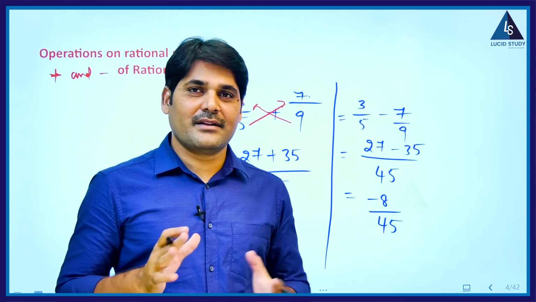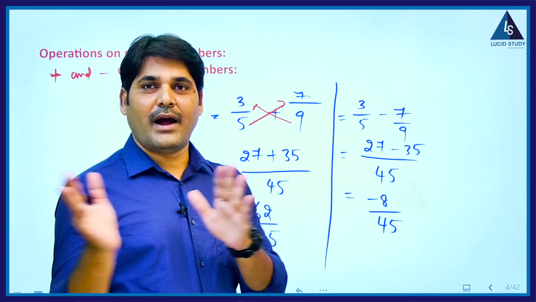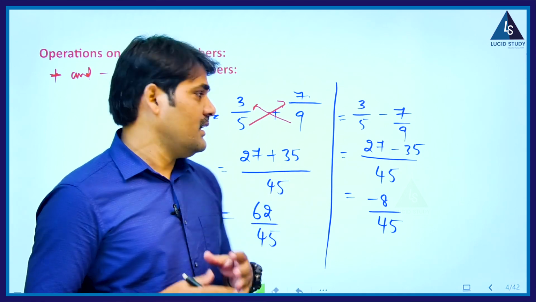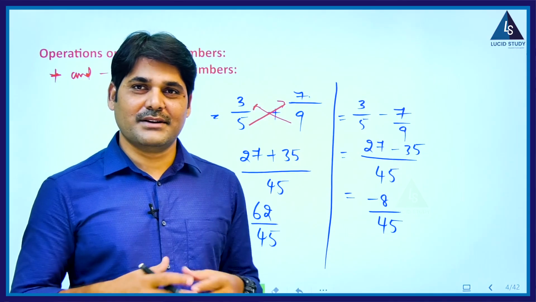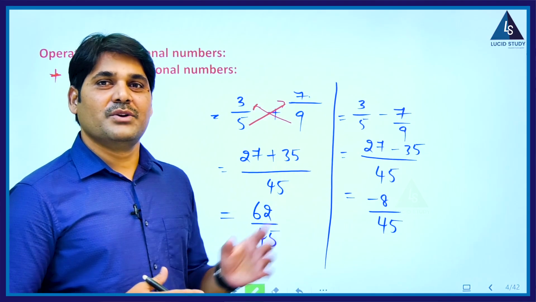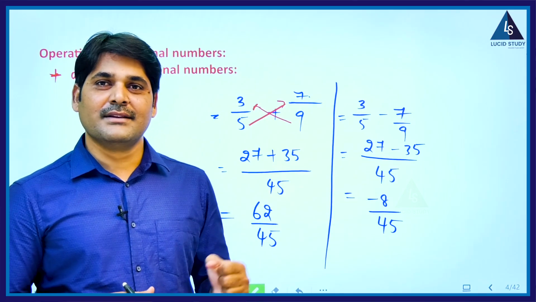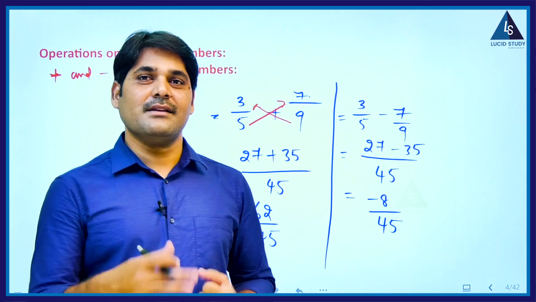Okay, only the denominators we need to check. If the denominators are the same, then we have to add directly or subtract directly. If they are not the same, then we have to take the LCM and do cross multiplication. It will be easier. Okay, understood what addition and subtraction are? You have already done this in 7th class in terms of fractions. So here we are doing it in terms of rational numbers, right?